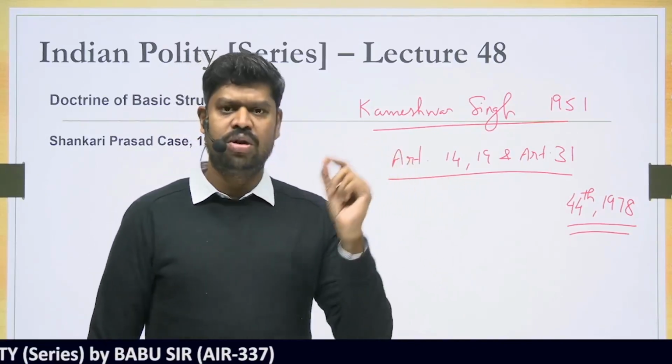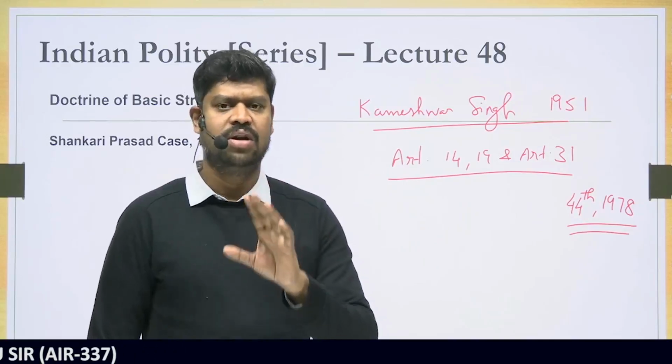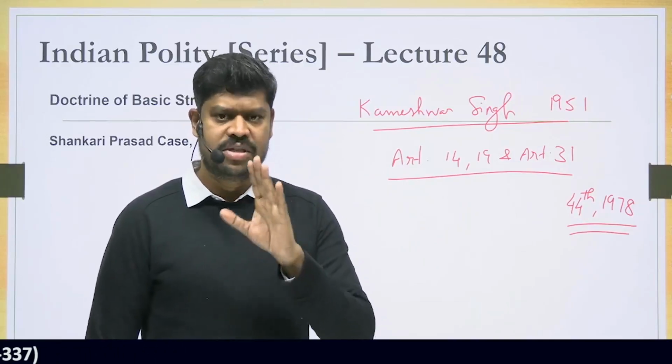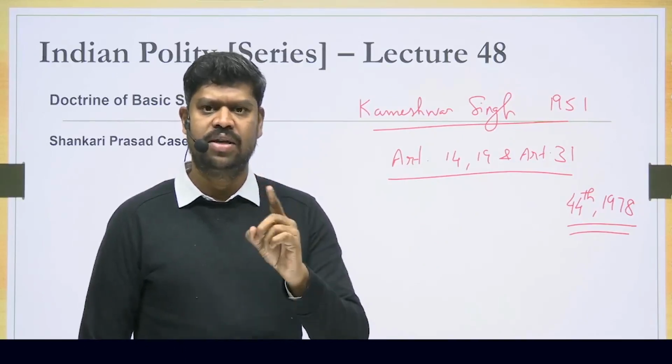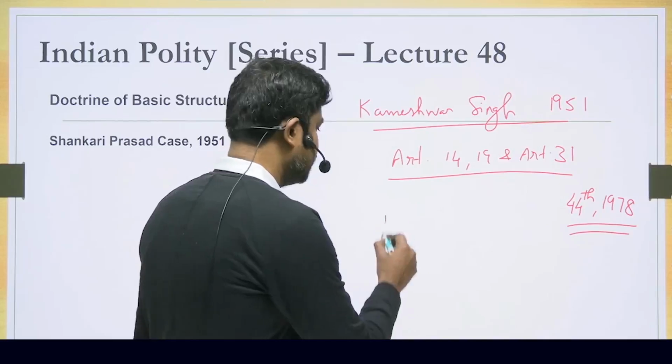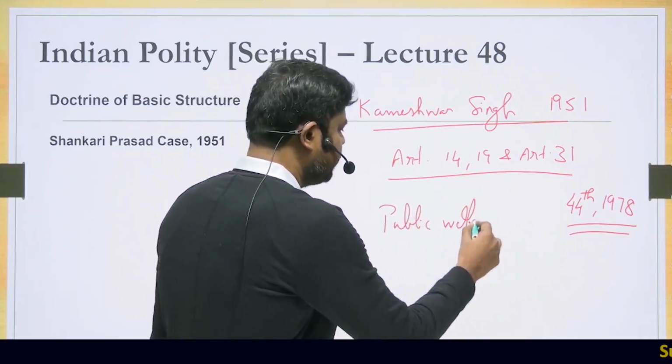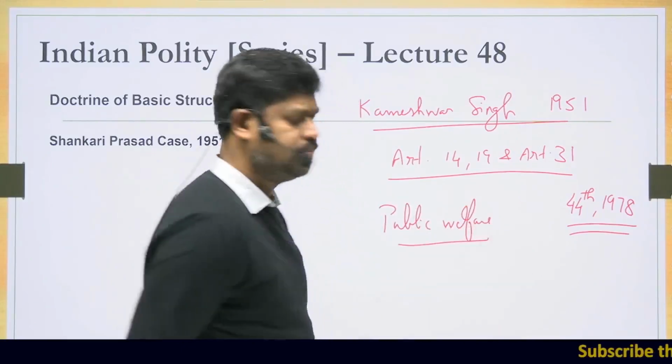So the state argued in front of the court that Kameshwar Singh's argument is not right, because his right to property is not absolute, but rather his right to property can be reasonably restricted in public welfare. So they said that it can be restricted on the grounds of what is called public welfare. And in fact, we are taking his property in public welfare.